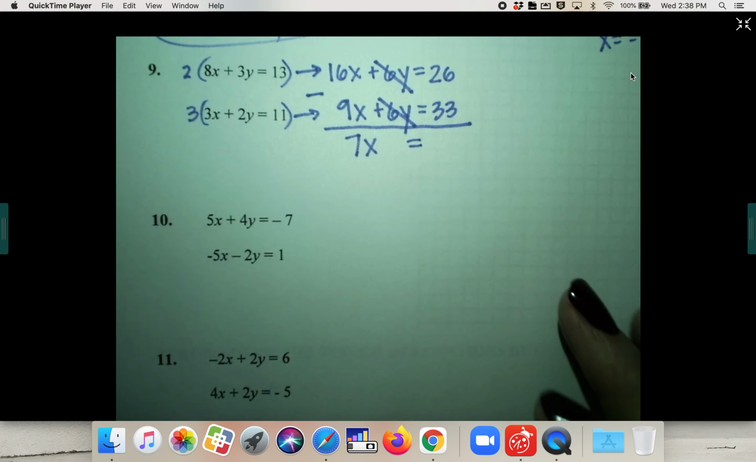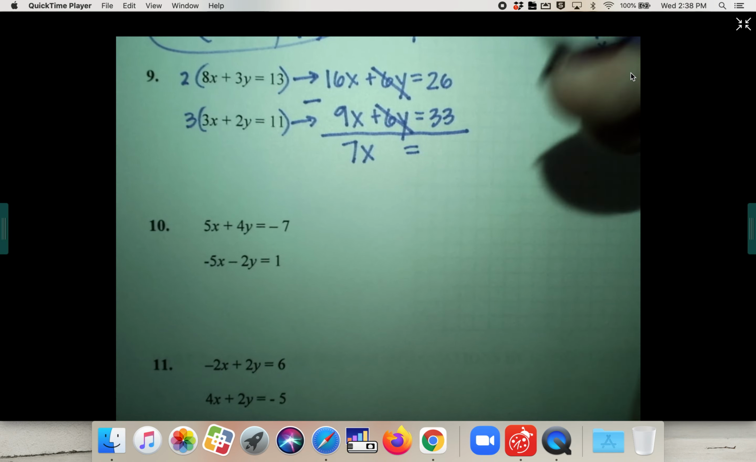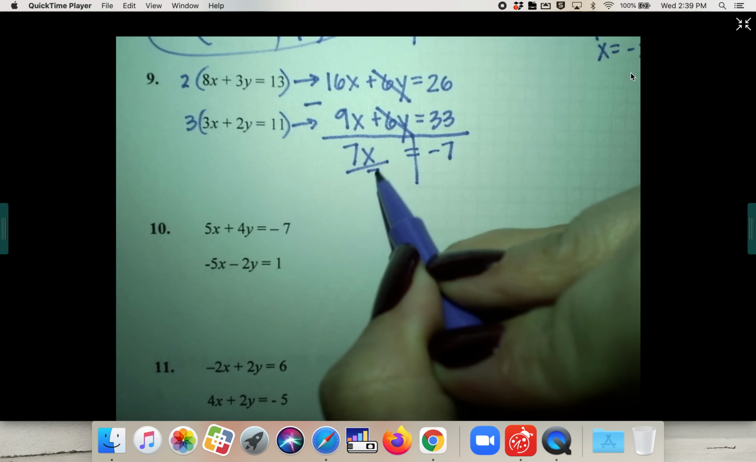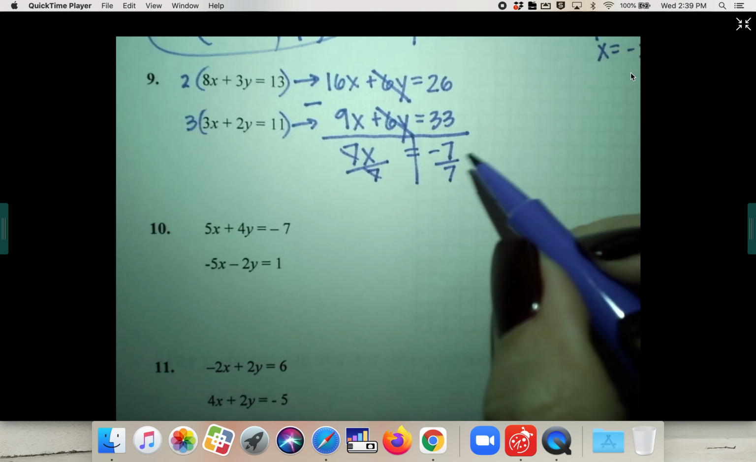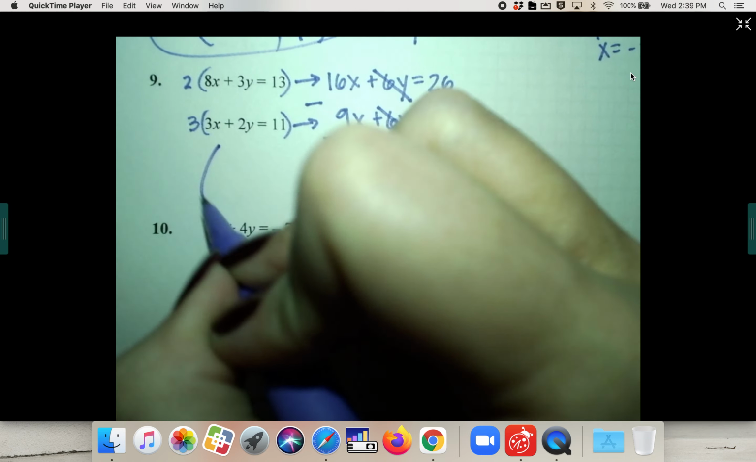26 minus 33 is negative 7. I've almost got x by itself. All I have to do last is divide both sides by 7. And x would be equal to negative 1. Look at that. X is negative 1 again.